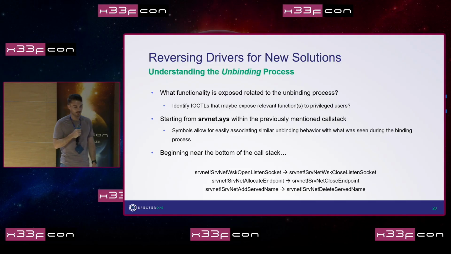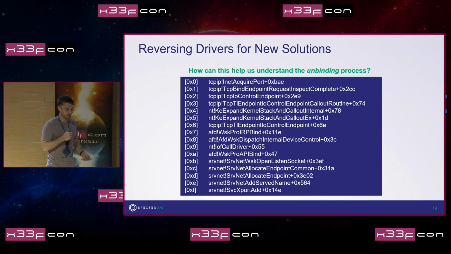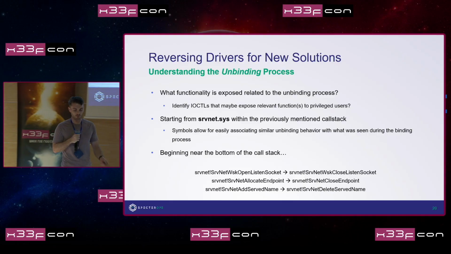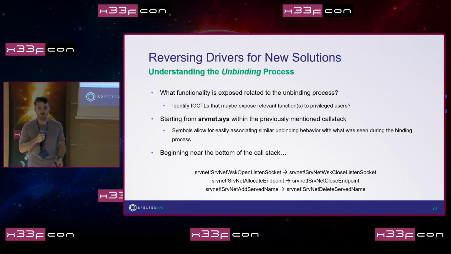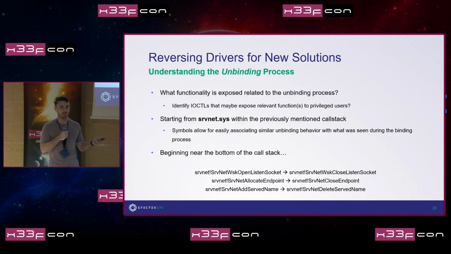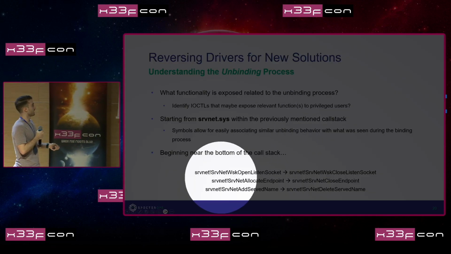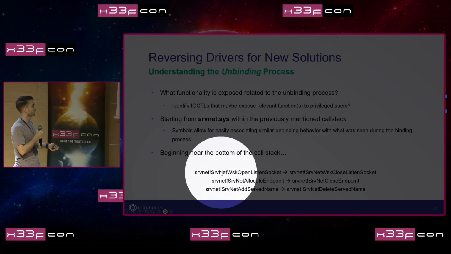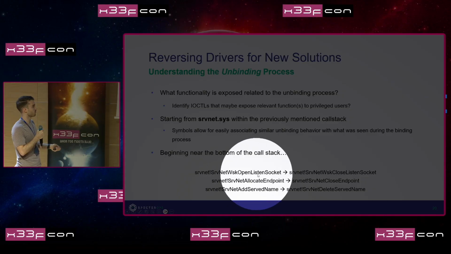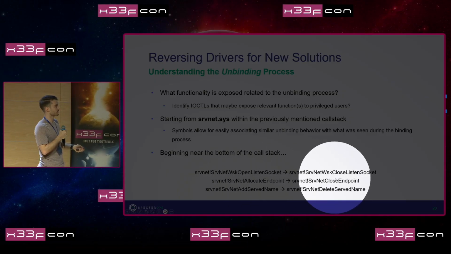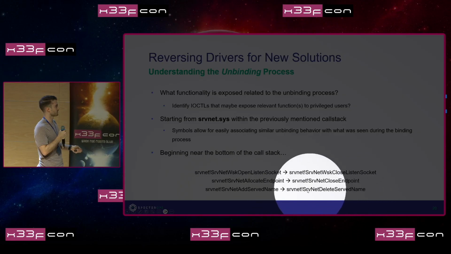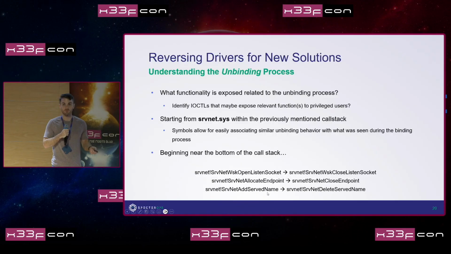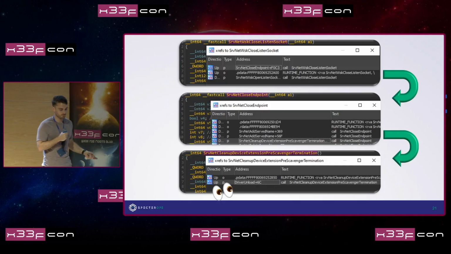Starting from the servnet.sys driver within the previous call stack mentioned, we see some calls from servnet here towards the bottom. The symbols made it very easy to identify what was happening when we were binding compared to what would likely be happening when we were unbinding. When we identified the relevant call stack for the binding process, we saw servnet workstation open listen socket. Well, if you just look at the symbols, there's a close listen socket, or allocate endpoint, there's a close endpoint. And it was pretty easy to correlate what would likely be the functions responsible for unbinding.